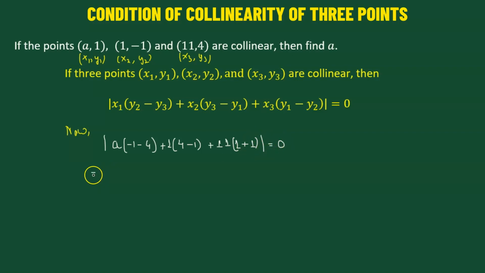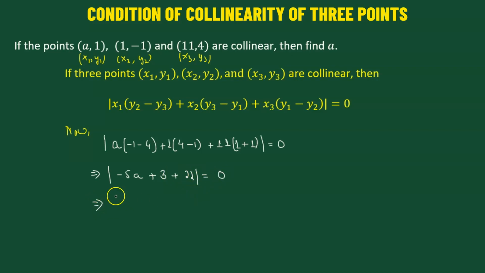So that means we now have the absolute value of, so a times -5, we get -5a. 4 minus 1, that will be +3. Then we have 11 times 2, so that's going to be 22. This will be equal to 0.